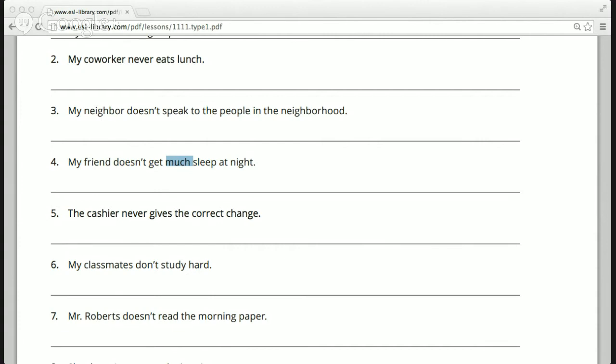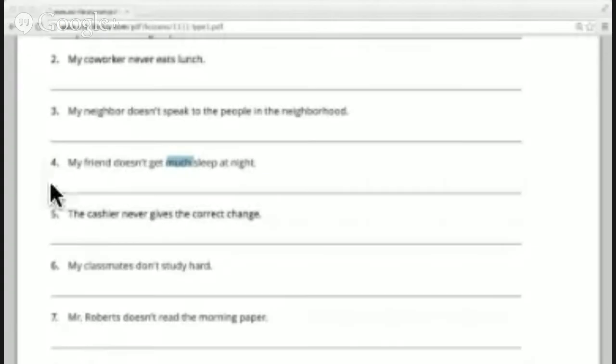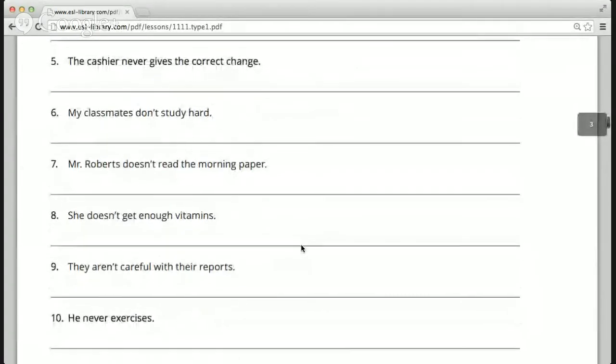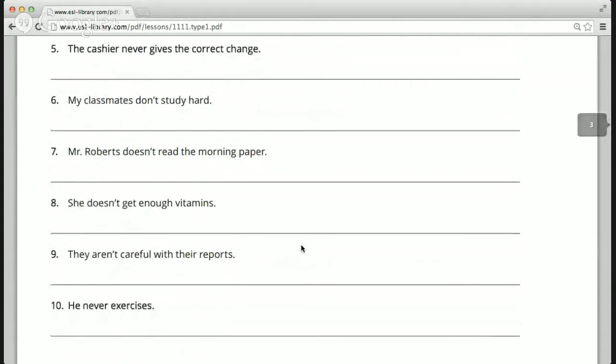Okay, let's do one more round here. So number 6, Tala. My classmates don't study hard. My classmates should study hard. Very good. Let's go to number 7, Amparo. Mr. Roberts doesn't read the morning paper. Mr. Roberts should read the morning paper. Okay, very good.